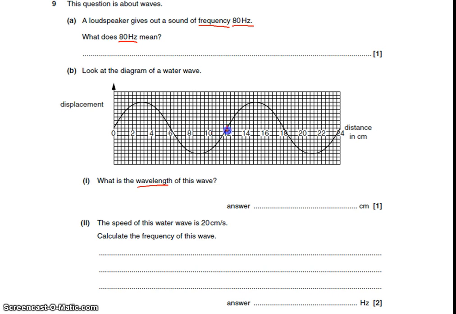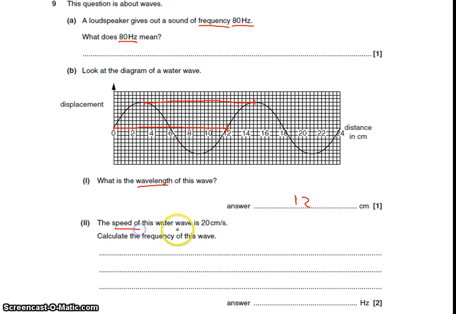So you can see from that it is 12, so the distance from the start to the end there is 12. The other way of remembering it is the distance between two peaks, and if you measure that again you'll see that is 15 there, 3 there, so again it's 12. The answer is 12 centimeters.